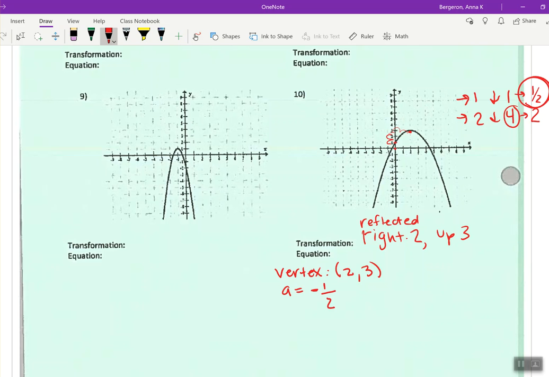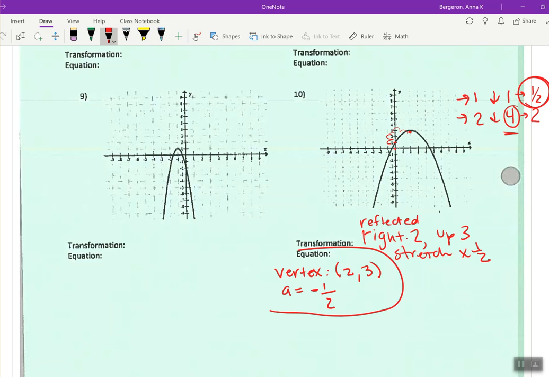Because I went over 2, down 2, instead of over 2, down 4, that cut this value in half, right? Half of 4 is 2. And if we look, if I went over 1, I'm about halfway between the down 1 that I was supposed to go. So that gives me the a value of negative 1/2. So it was stretched, right? My transformation is it's stretched by 1/2.